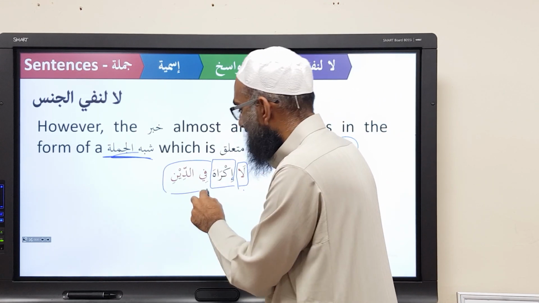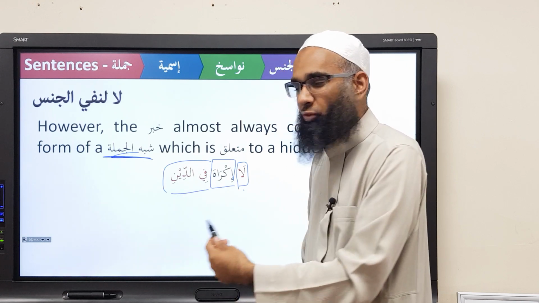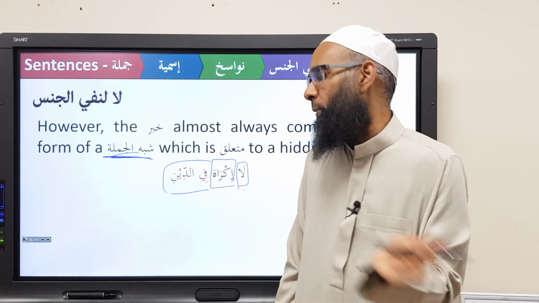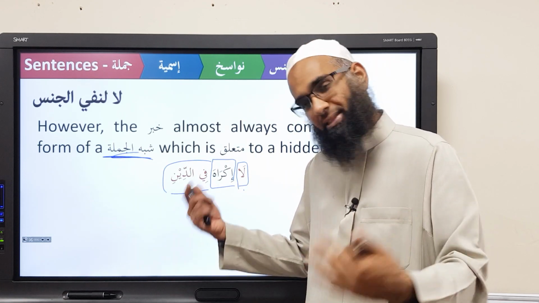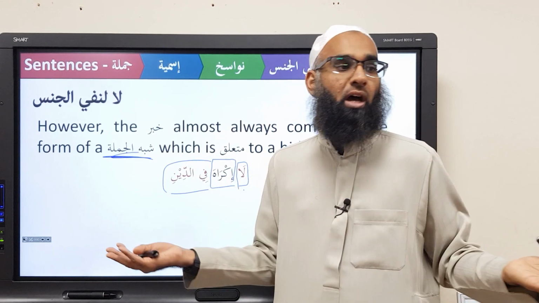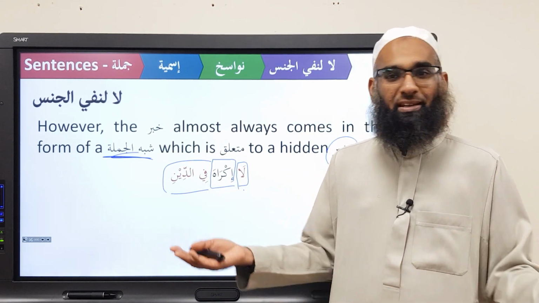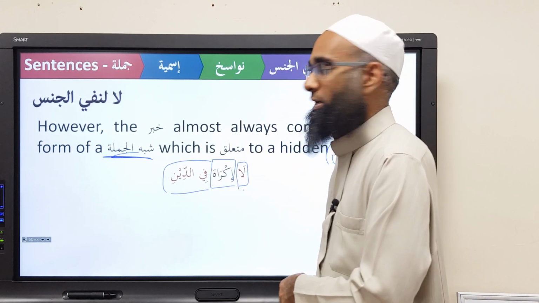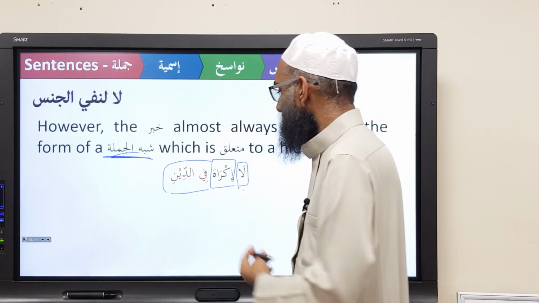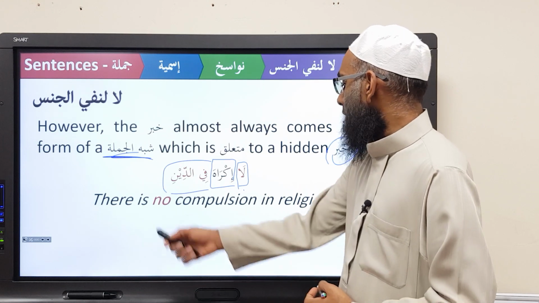And this is في الدين. See, it's not going to be like marfu, it's always going to be a jar majroor. It's almost always. It's not written in the book as a rule, but that's what I've noticed in my life. It's always jar majroor. Except in the books of Nahw when they give you example. But even then, that doesn't happen. It's just always jar majroor. So في الدين is jar majroor. Okay? There is no compulsion in religion.